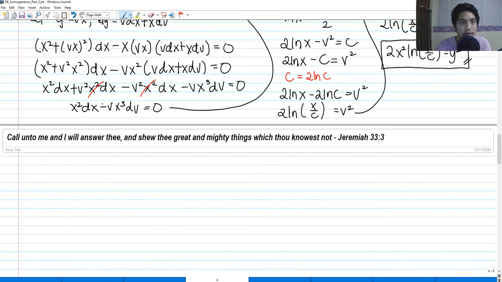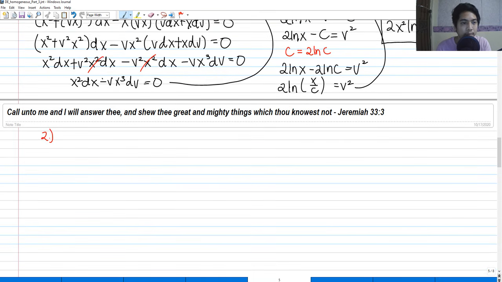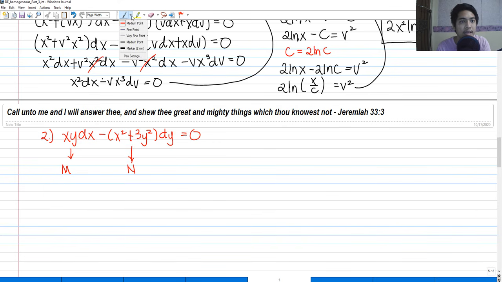Okay? So for number two, we have the problem xy dx minus (x squared plus 3y squared) dy equals 0. So this is still our M, and this is still our N. As you can see, N is simpler. This one is much simpler than this.